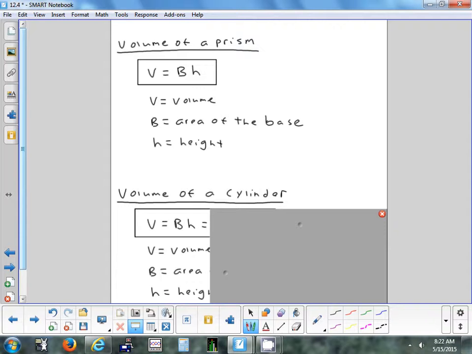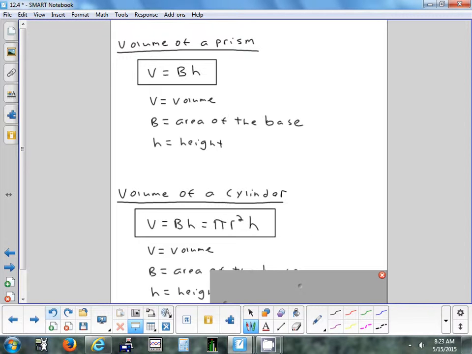Okay, so it starts out the same. Volume equals base times height. But we can figure out what the base is, because in a cylinder, I just said it never changes. The shape of a base is a circle. What's the area of a circle? Circumference? Oh, no. Not the circumference, I want the area. Is that 2 pi r? 2 pi r is the circumference. Pi r squared. Yeah, 2 pi r is the circumference, pi r squared. That's the area of the base times the height.